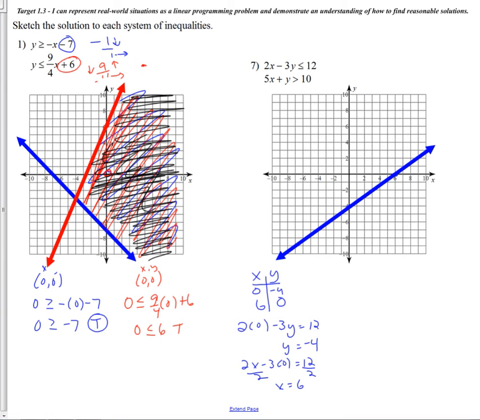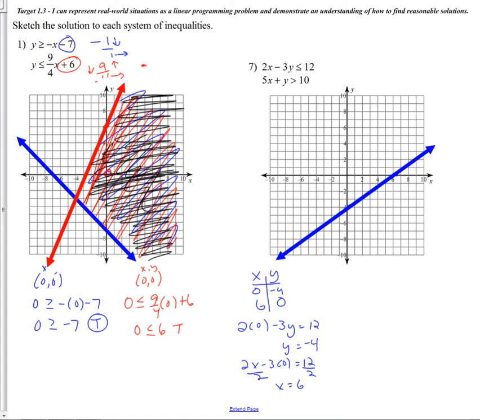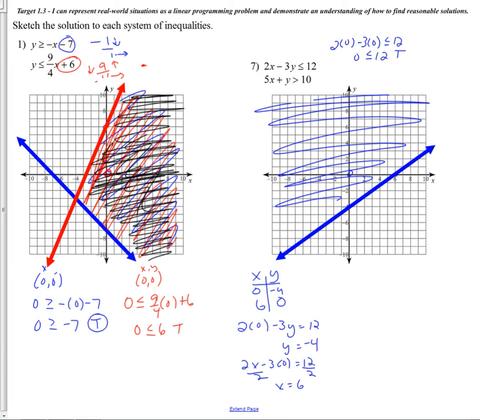If I plug 0, 0 in, I get 2 times 0 minus 3 times 0. It's less than or equal to 12, so 0 is less than or equal to 12. That is true. So here's 0, 0. I need to shade all of that stuff on that side of the line. Let's do the other one.